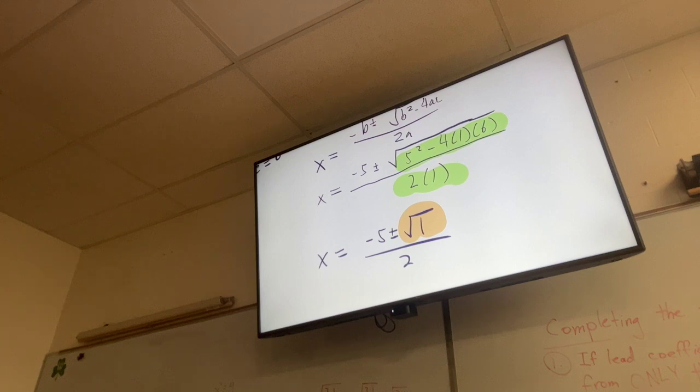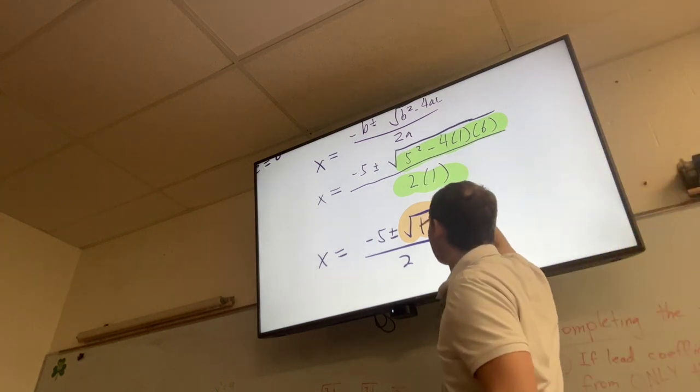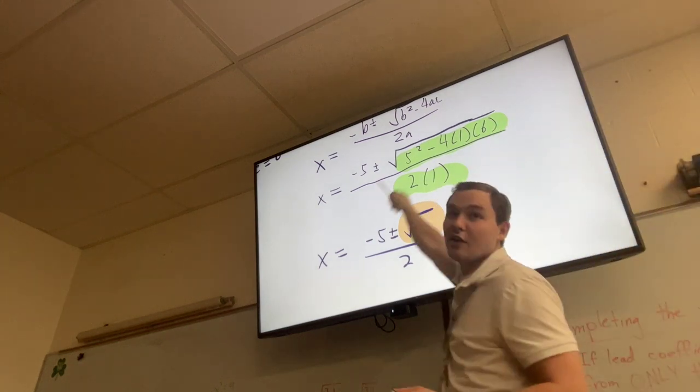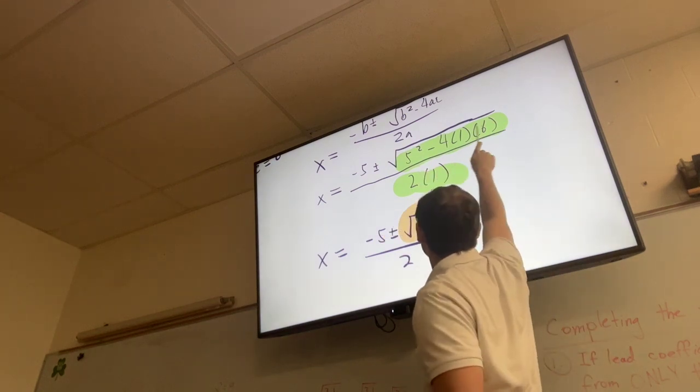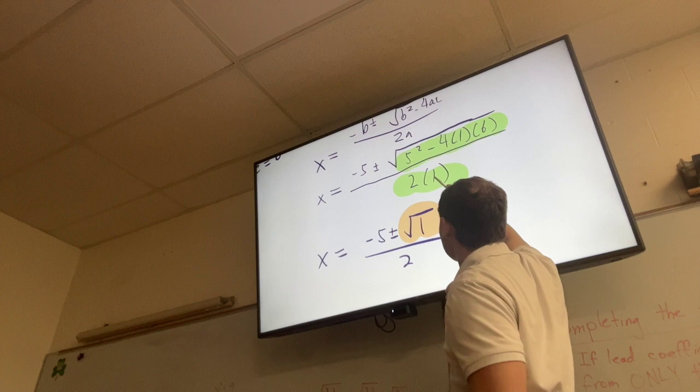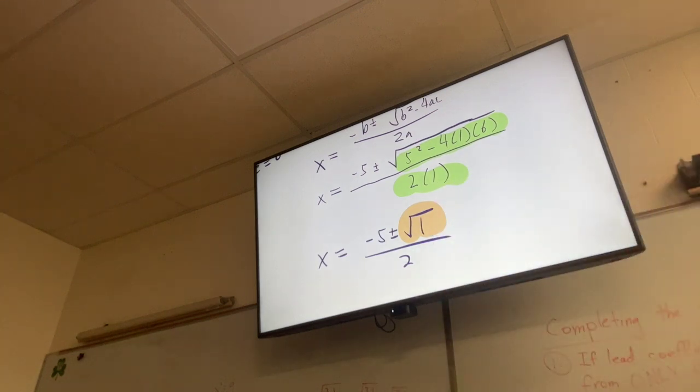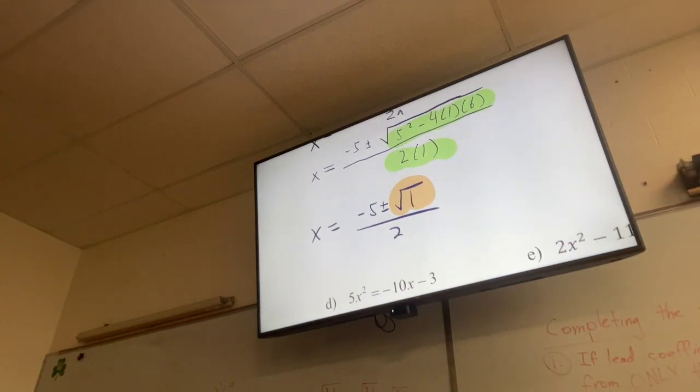So I just simplified all this down to 1 in my calculator. To put all this in your calculator at once is a lot. So I'm like, hey, just do it in bits and pieces. Do this part first, copy it down here. Do this part second, copy it down there. Now let's simplify the square root. The square root of 1 is just 1.